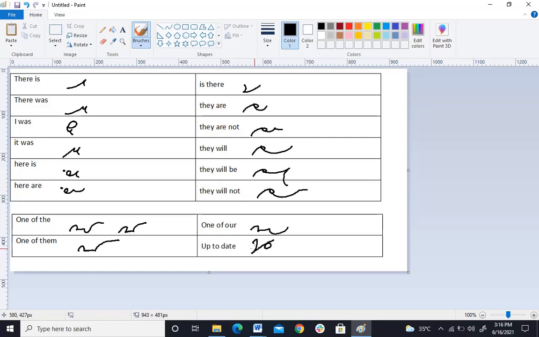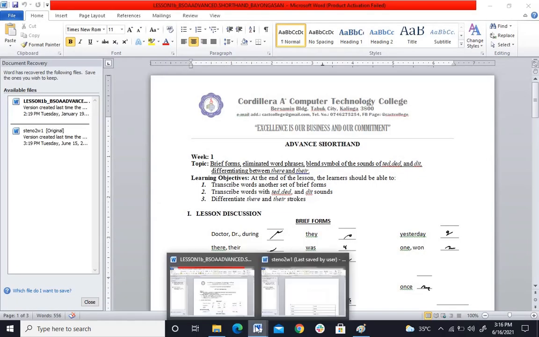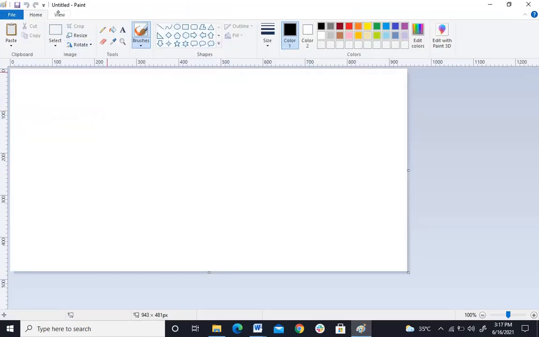Tapos na tayo sa mga brief forms, brief form derivatives, and brief form phrases, and also with our special or what you call the eliminated word phrases, wherein you remove the word that is in the middle of the phrase, okay, to be able to write faster. Now let's move on to our new set of words. So we have the TED, DED, and DIT words. Okay, so ano yung TED, DED, DIT?